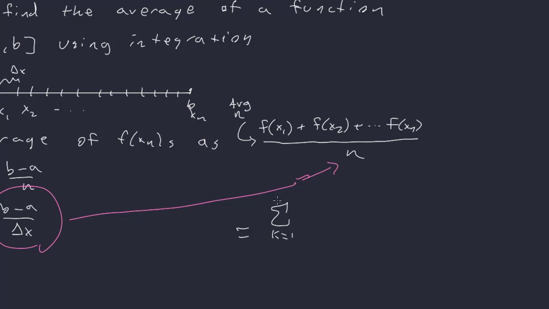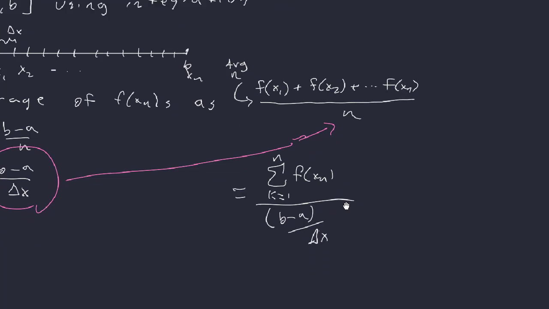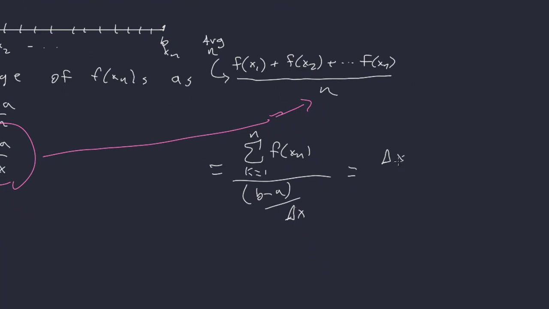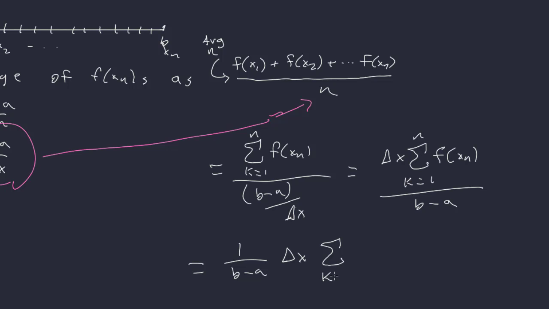Let me write it like this. The sum k going from 1 to n of f of x sub k, all over (b minus a) over n. Oops, sorry, over delta x. When we invert and multiply, we get delta x times the sum k going from 1 to n of f of x sub k, all over b minus a. Or a nicer way to write it would be 1 over (b minus a) times delta x times the sum k going from 1 to n of f of x sub k.